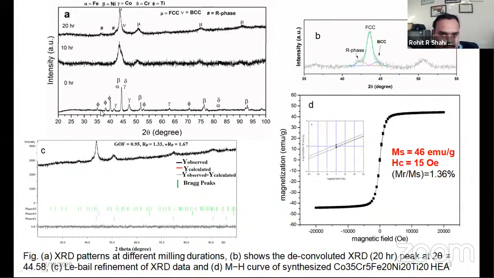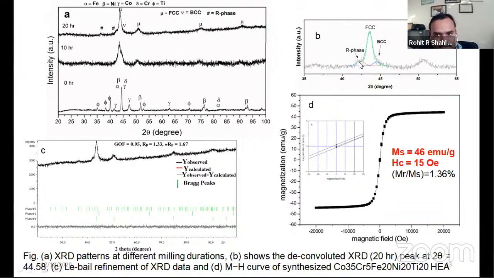You can see this one is the XRD data for the hand-mixed sample, and then after 10 hours the phases start to form, and after 20 hours there is no additional elemental peak present and the complete transformation occurs. With that indexing you can say there is a formation of two phases, BCC and FCC, and some small amount of impurity-type phases, which may form due to the presence of Ti and Ni.